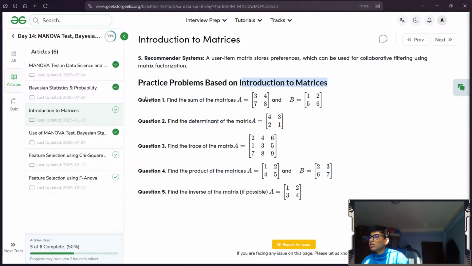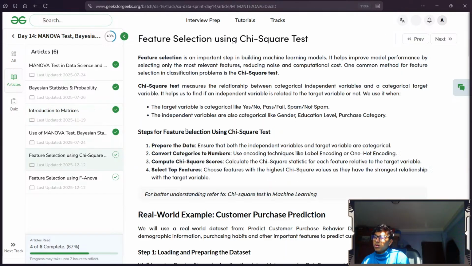Introduction to matrices. Don't need to do this. Mark. Feature selection using chi-square.